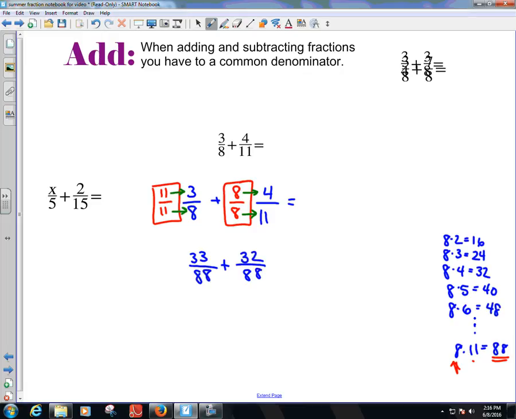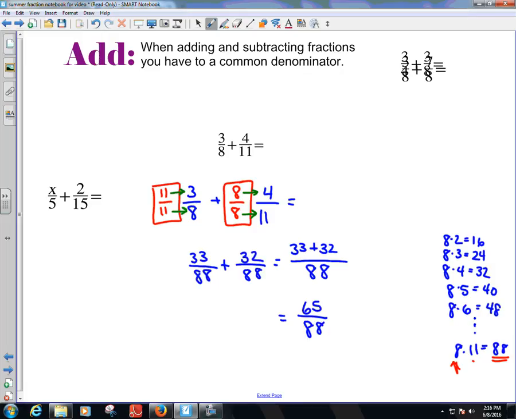So I've got now two fractions that both have the same denominator of 88. So now I need to add straight across the top, 33 plus 32, and put that over my new common denominator, which is 88. I'm going to add 33 and 32. That gives me 65 over 88.